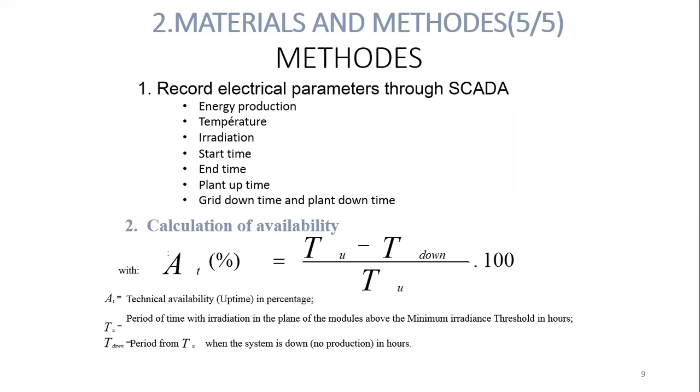Our method for the study. First, we record electrical parameters from SCADA like energy production, temperature, irradiation, start time, end time, black up time, plant up time, green down time, and plant down time. Second, we calculate the availability for the plant and for the grid using this formula.